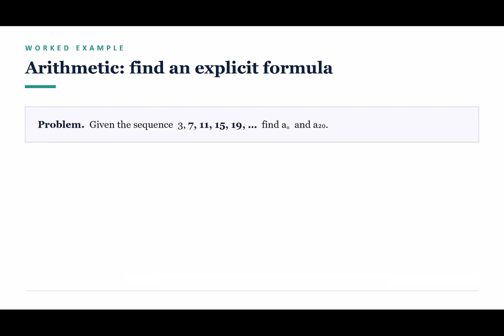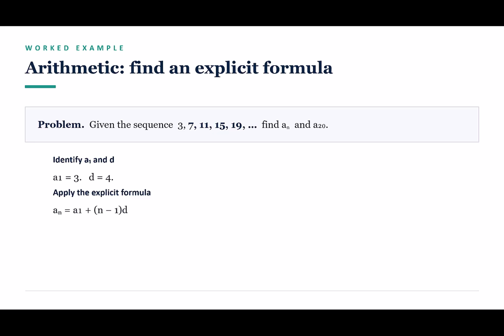Let's try finding an explicit formula for the sequence 3, 7, 11, 15, 19. Then after we find a sub n, we'll find a sub 20. The first thing we want to do is identify a sub 1 and the difference d. We can see that a sub 1 is 3, and because we just did this example, we know the difference is 4.